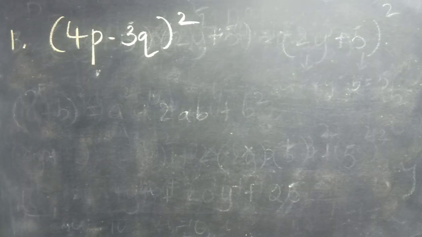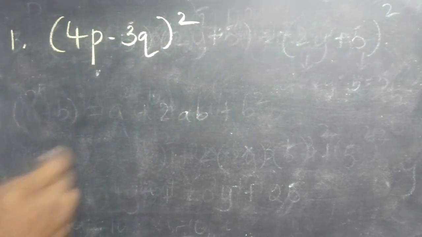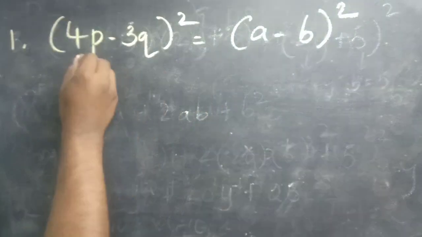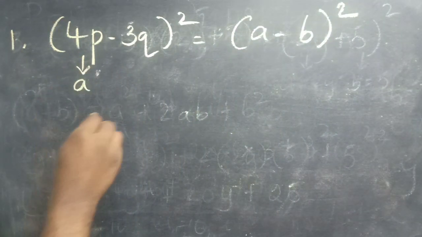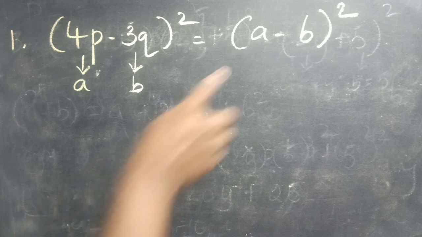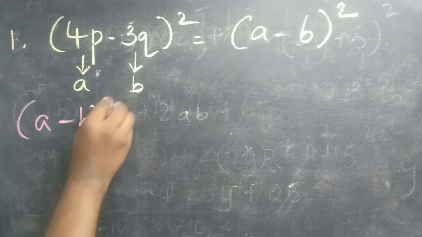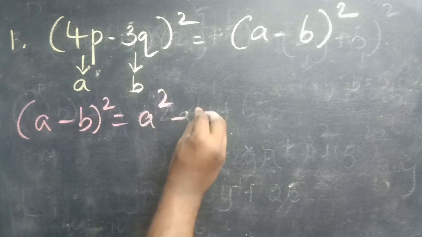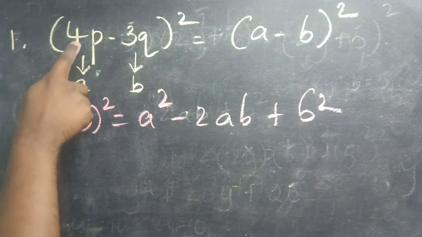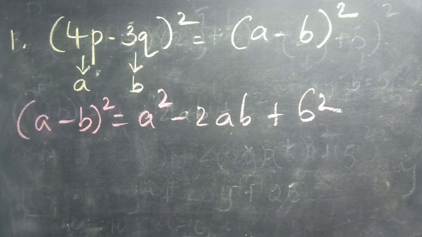Students, first question, 4p minus 3q whole square. This is of the form what? A minus b whole square. In place of a, I have 4p. In place of b, I have 3q. What is a minus b whole square? A minus b whole square equals a square minus 2ab plus b square. Now write a as 4p and b as 3q.